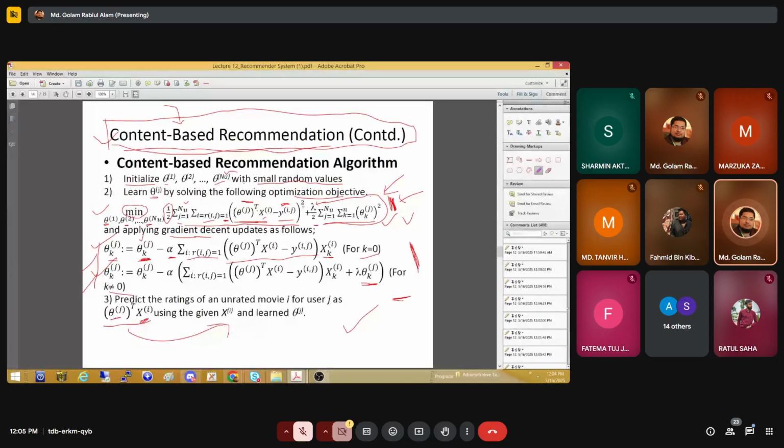So here, in the case of content-based recommendation systems, if we want to find out those values using our gradient descent approach, then what we have to do is initialize theta 1, theta 2 up to theta nu. Here nu is the number of users in our case.